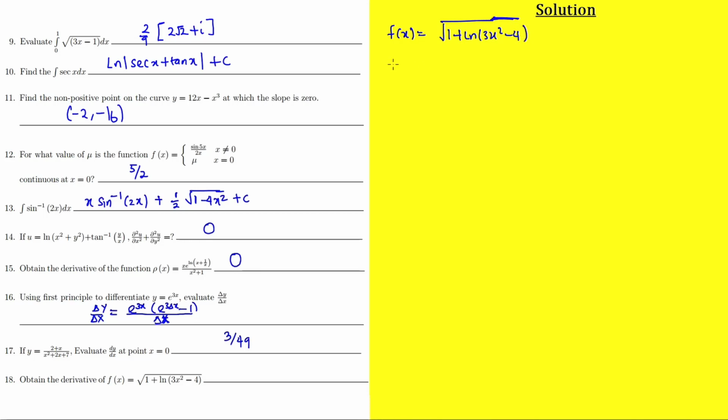So here, if I let my u be equal to 1 plus ln(3x² − 4), that means my f of x will just be the square root of u. Now if I differentiate my u with respect to x, I'm going to have 6x, because differentiating 1 gives 0, and differentiating ln(3x² − 4) gives us 6x over 3x² − 4.